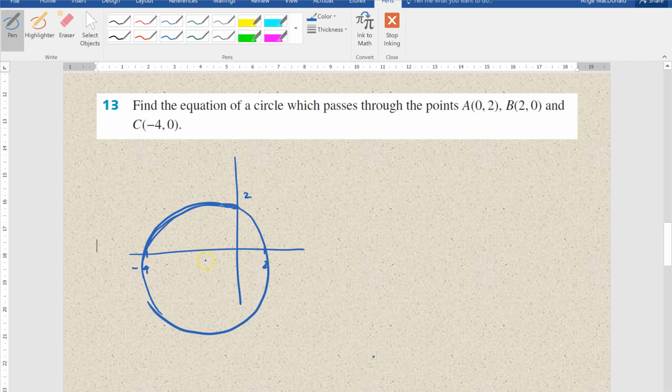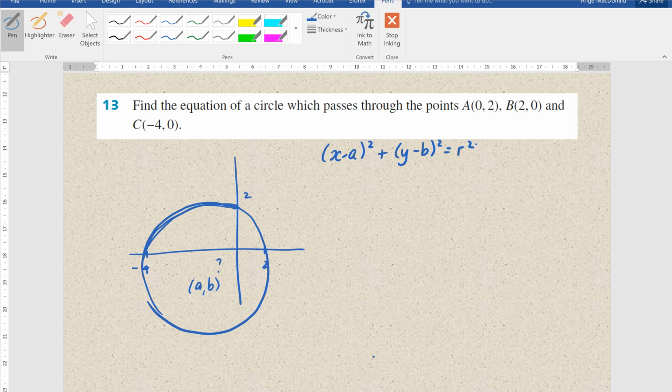It'd be really nice if the centre was there, but it's not. Sort of here in the middle, and we don't know what it is at all. So all we've got going for us at the moment is x take a squared plus y take b squared equals r squared. Now, I'm going to go for the whole substitute thing.